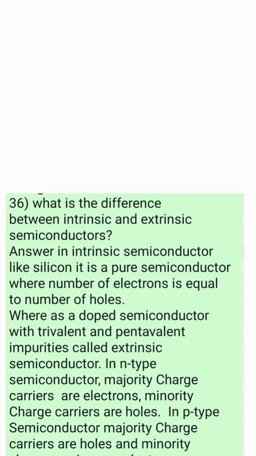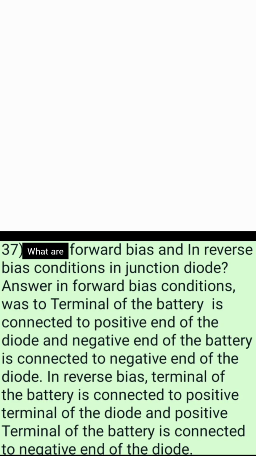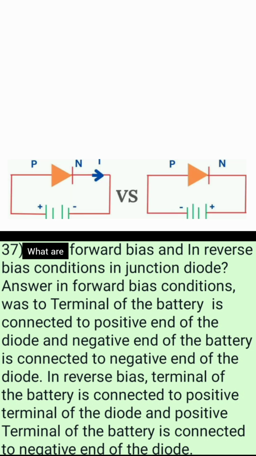37. What are forward bias and reverse bias conditions in a junction diode? Answer: in forward bias, the positive terminal of the battery is connected to the positive end of the diode and the negative terminal of the battery is connected to the negative end of the diode. In reverse bias, the negative terminal of the battery is connected to the positive end of the diode and the positive terminal of the battery is connected to the negative end of the diode.